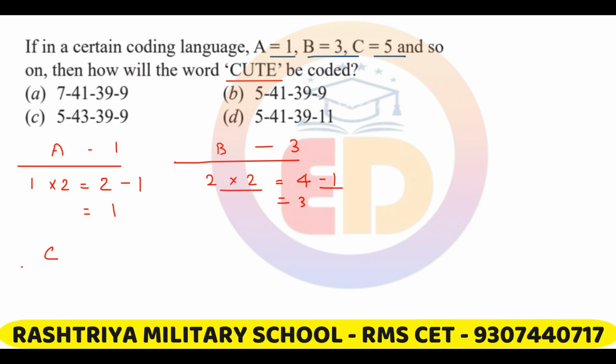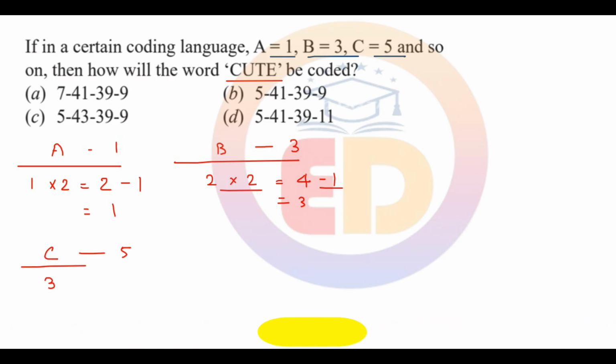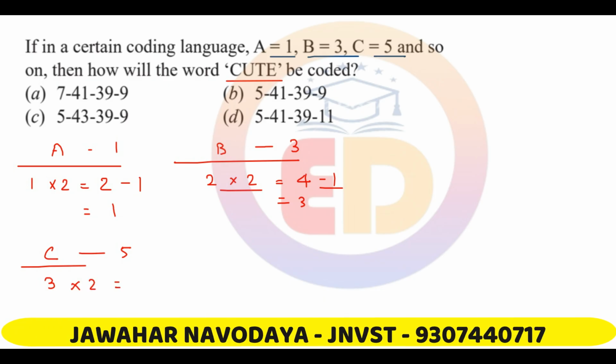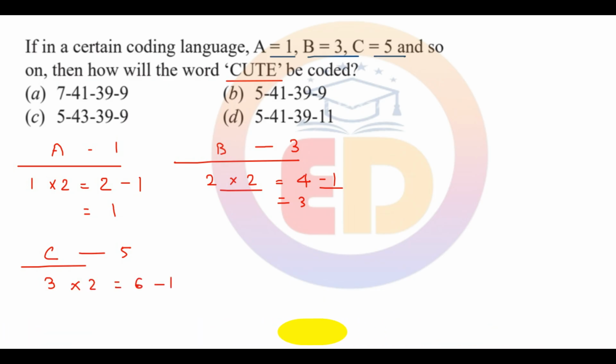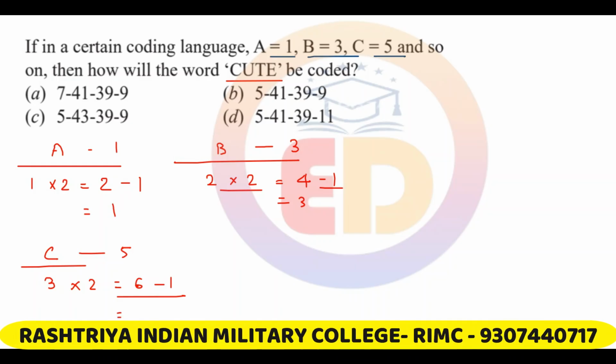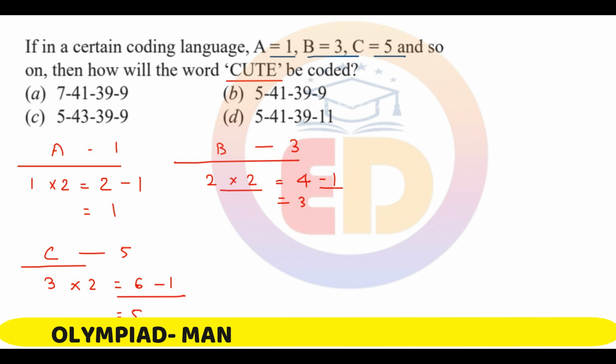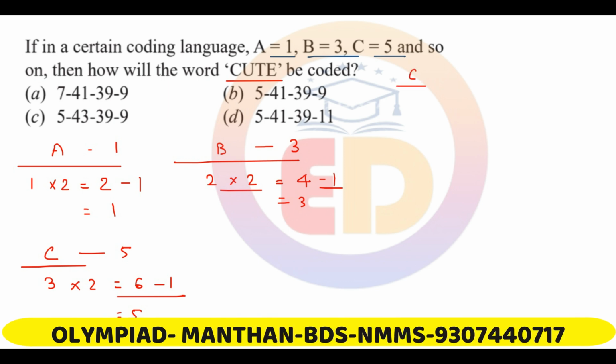Similarly, C. Code is 5. That's 3 multiplied by 2 is 6. 6 minus 1 is 5. So what they have done, they have multiplied the position of every letter by 2 and then subtracted 1. Answer will be C.